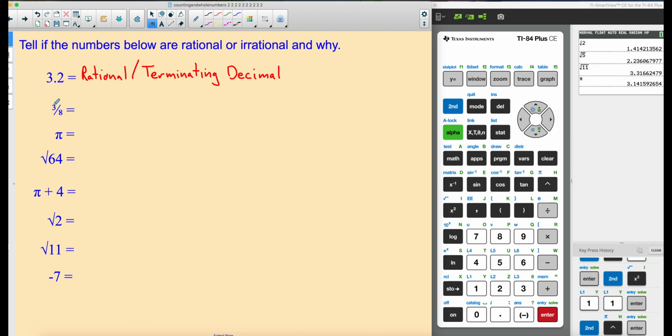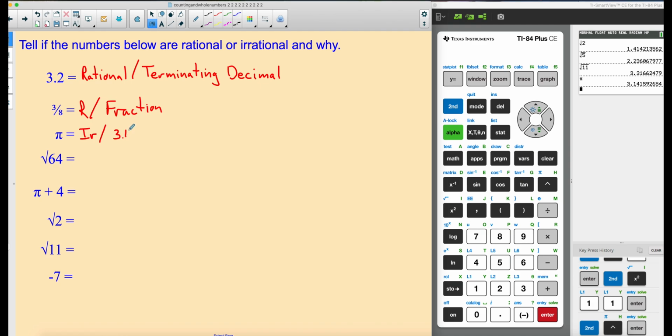All right. 3 divided by 8. Well, that is also rational. And I'm going to abbreviate rational with just R. Why is it rational? Because it's a fraction. And guys, fractions are always rational. Pi. Pi is irrational. Why is pi irrational? How could you explain that? You could write out the value of pi, which is 3.14159264, which we could do, right?